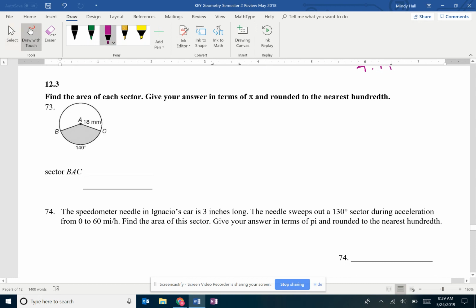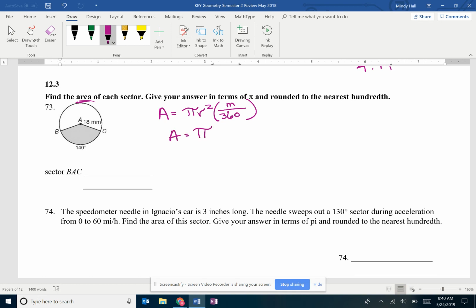All right, so for 73 and 74, you have formulas on your formula sheet. But because we want area of the sector in terms of pi and rounded to the nearest hundredth, our formula, because it's area, is going to be the area formula of a circle, so pi r squared, times the percentage or fraction of the circle we are looking at. So that's going to be based on the degree measure. So we have pi. Our radius in this case is 18. And then my degree measure is going to be that 140.